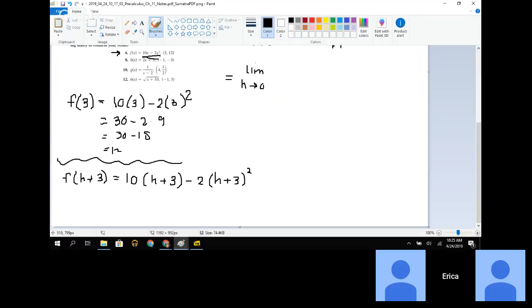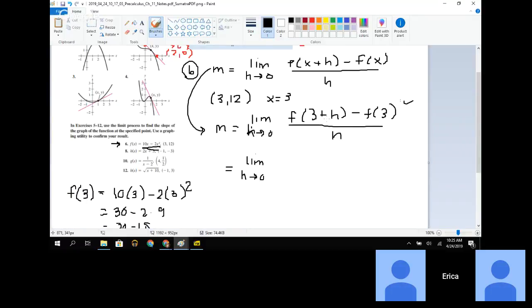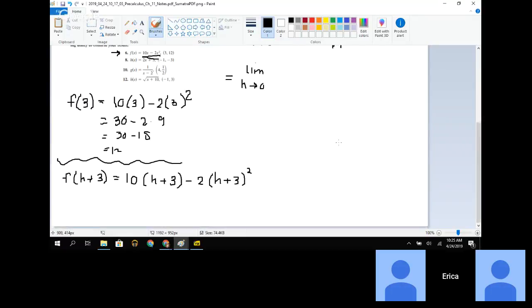Okay, so I could take this and put it up here, and then minus 12, divided by h. I'm going to simplify this a little bit though before I put it into my limit function. I see that I have an h plus 3 squared, and I have 10 times h plus 3, so I'm going to distribute. So I'm going to do 10h plus 30, right? I have minus 2, and then I've got to FOIL this h plus 3, so h squared plus 6h plus 9. So 10h plus 30, and then I've got to distribute my negative 2: minus 2h squared minus 12h minus 18.